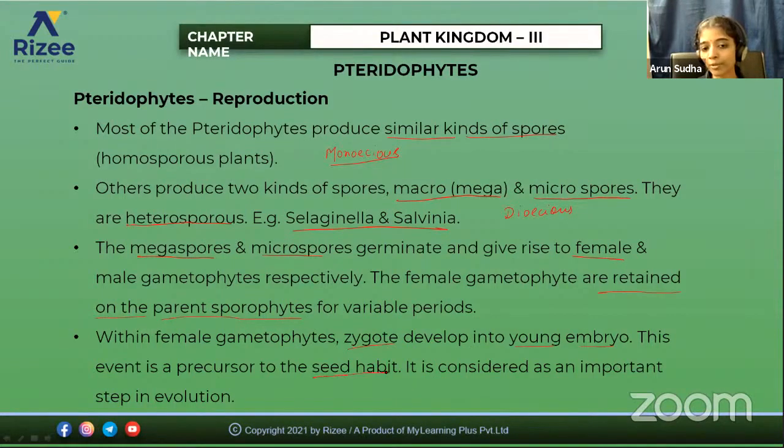Actually, in the case of pteridophytes, they don't produce seeds. Seed production happens only in gymnosperms. So this is an evolved feature. From this, it is evolving into seed formation in the case of gymnosperms. Within the female gametophyte, the zygote develops into an embryo, and this event is a precursor to the seed habit, and it is considered an important step in evolution.